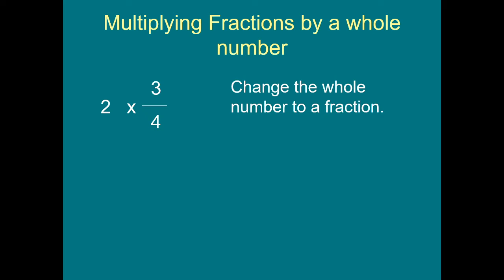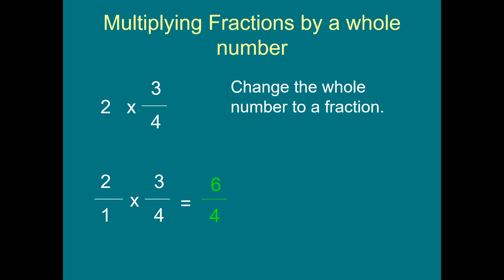Well, we have to change the whole number to a fraction. And how do we do that? We simply add the number 1 below it. And now we no longer have the whole number 2, but we have a fraction. And we're going to multiply that fraction by 3/4. And again, we simply multiply numerator with numerator and denominator with denominator.